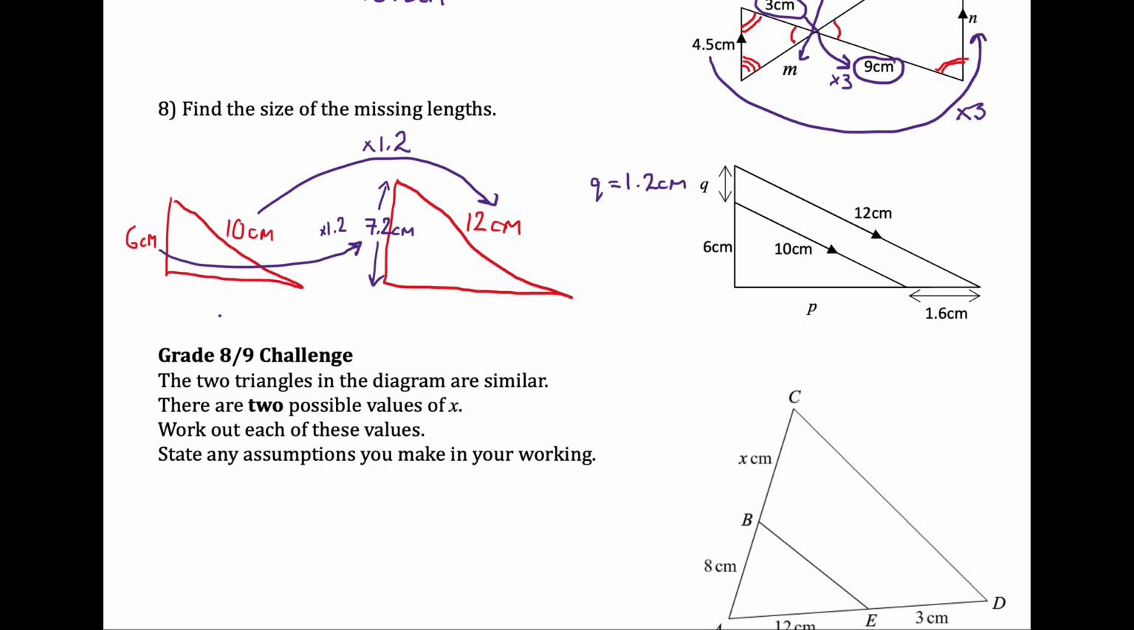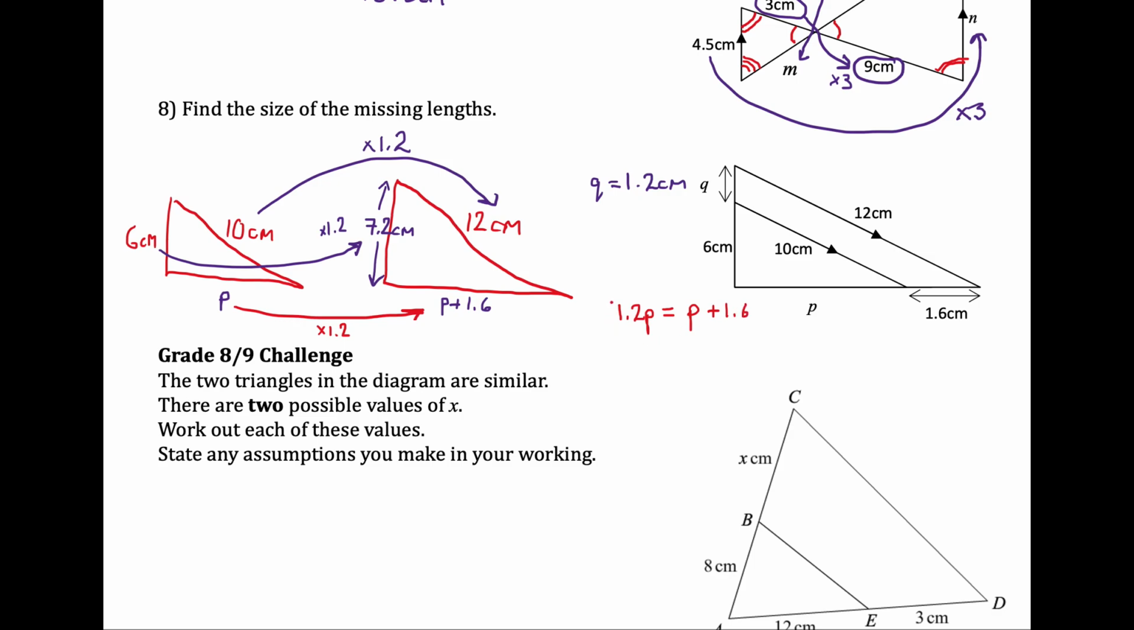Okay, I'm going to write an equation for the last one. So that length there is P, and this length here is P plus 1.6. Okay, we'll see where this goes in a second. So I know that if I times P by the scale factor, 1.2, I get P plus 1.6. So I'm going to write that as an equation. How would I write down P times 1.2 though? Well, I would just write 1.2P, and that's equal to P plus 1.6.